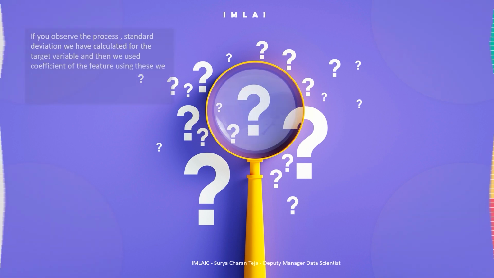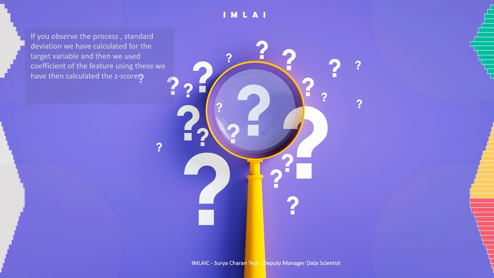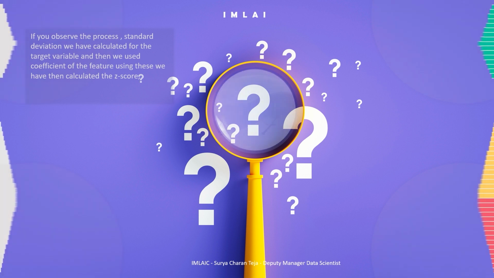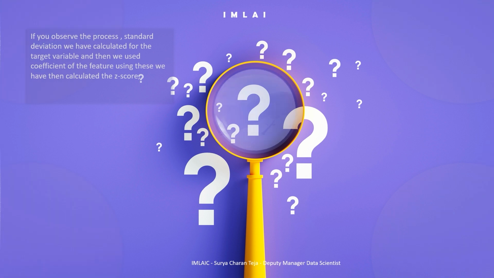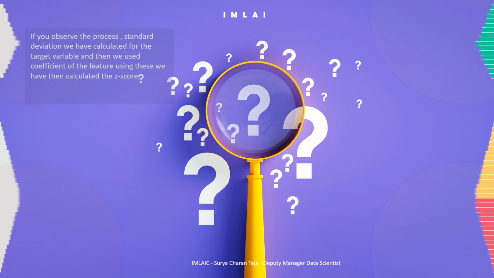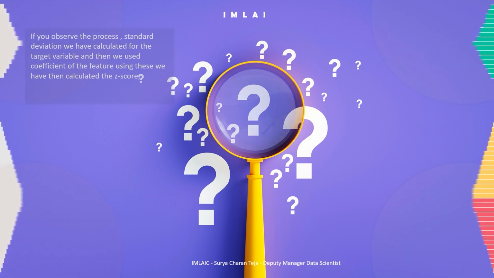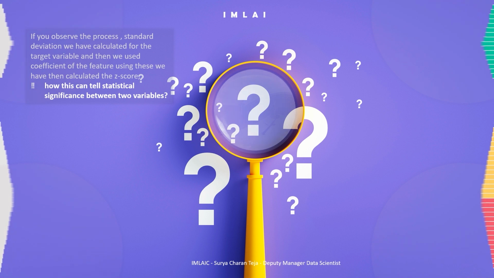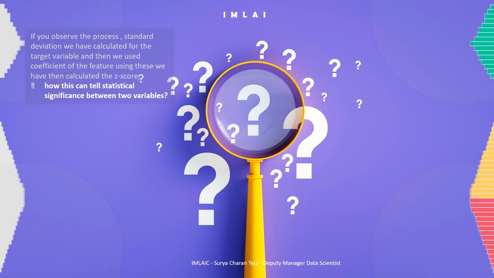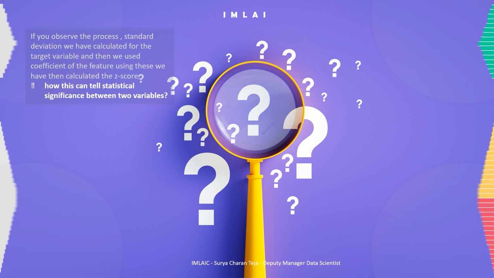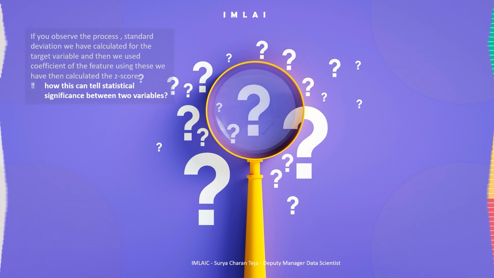If you observe the process, we calculated the standard deviation for the target variable, and then we used the coefficient of the feature. Using these, we then calculated the z-score, correct? So now the question is, how can this tell the statistical significance between two variables? What is the connection between them? How is it possible?